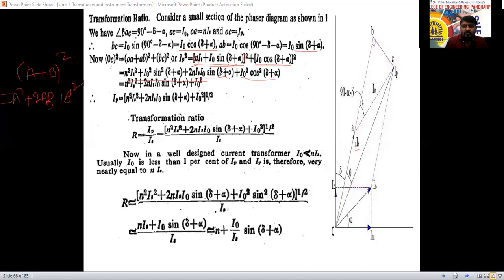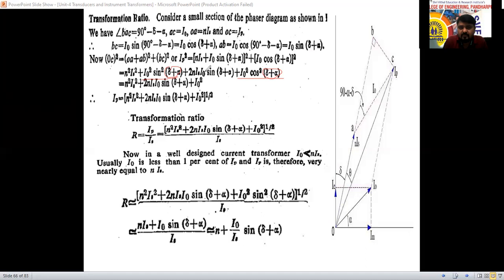So now from this, you consider here I naught square sine square alpha plus delta is there. Here I naught square cos square delta plus alpha is there. From these two, if you take I naught square outside, what will it become? Sin square theta plus cos square theta. This is considered as theta. Yes, sir. So that is sin square theta plus cos square theta equal to what?